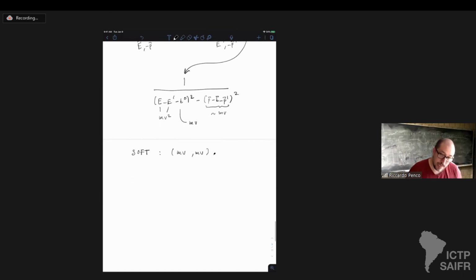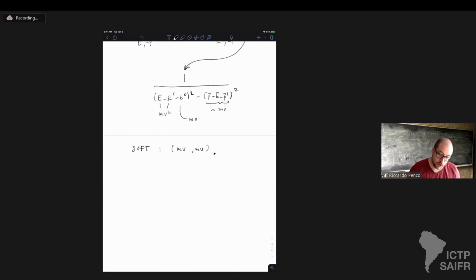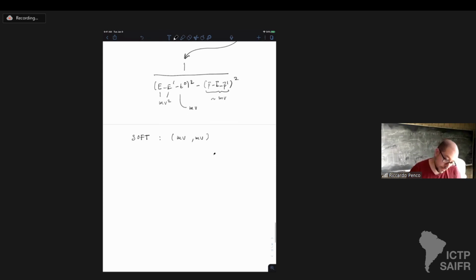So inspired by our little toy example with an integral that depended on A and B, what we will do now is break up psi into two fields.